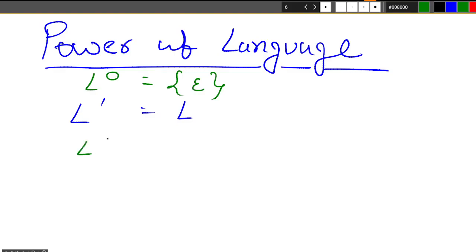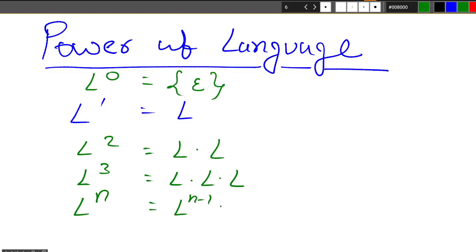If you have power 2, it is concatenation of the language. Power 3 means 3 times concatenation of the language. If the power is n, you can understand it is language to the power n minus 1 into L, meaning n times concatenation.